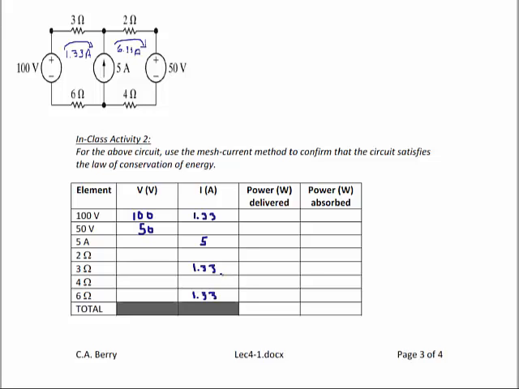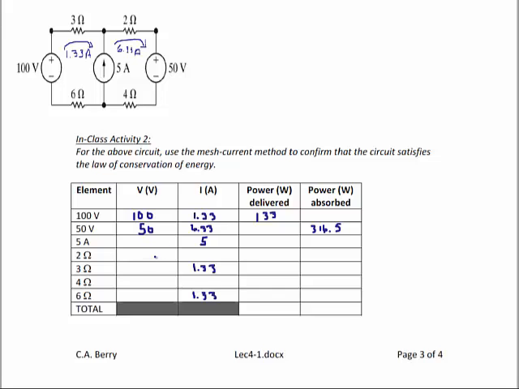The 100-volt source delivers power, and it delivers 133 watts. The current for the 50-volt source is 6.33 amps, and the power is 50 times 6.33, which is 316.5 watts. Since the current goes into the positive and out of the negative, it delivers power. We'll come back and do the voltage for the 5 amp current source at the end.